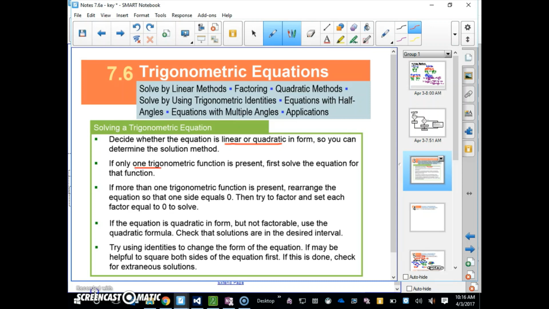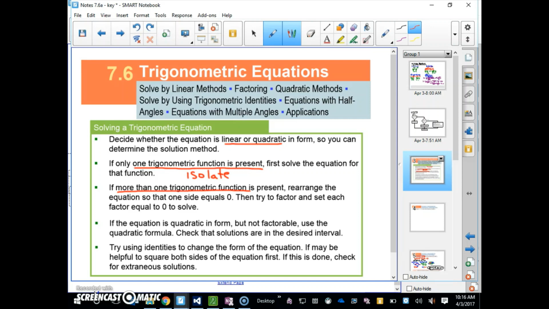If only one trig function is present, that's the easiest thing. We're going to be able to isolate the variable. That's what we want to happen anyway, but that won't happen all the time. A lot of the times there's going to be more than one trig function. Like if you see a sine squared theta and a sine theta, or a sine theta and a cosine theta, or something like that.